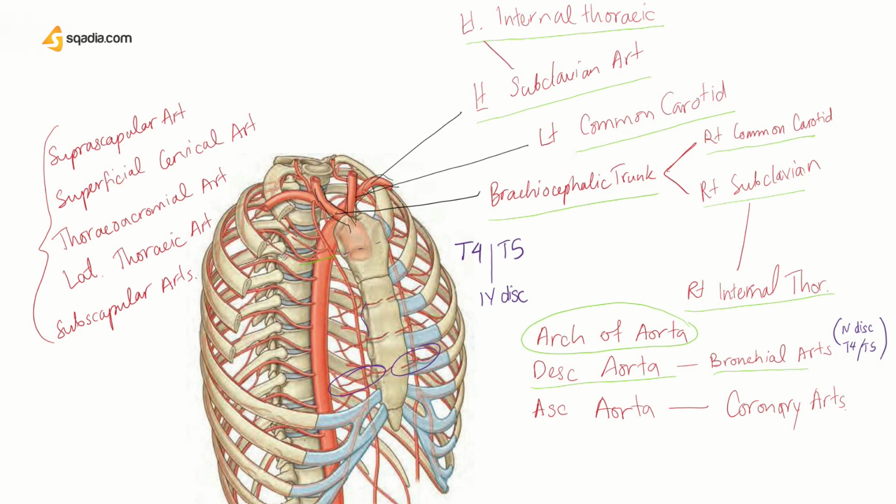So we're going to write that down here as well. All right? And the ascending aorta, that is right over here, the ascending aorta, it is the one that gives off the coronary arteries that supply the heart. So we covered all of those structures. So this is just a general overview of the blood supply of the thorax.